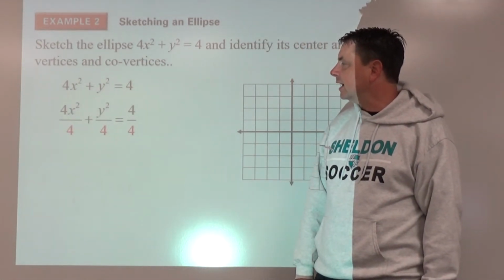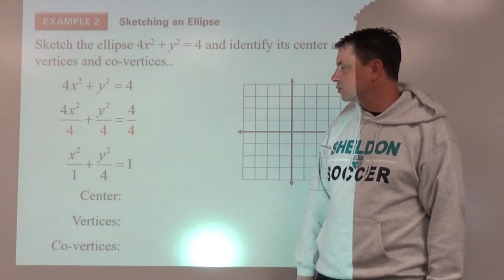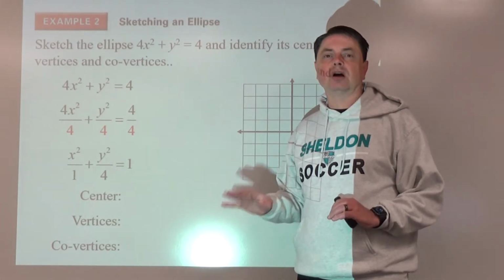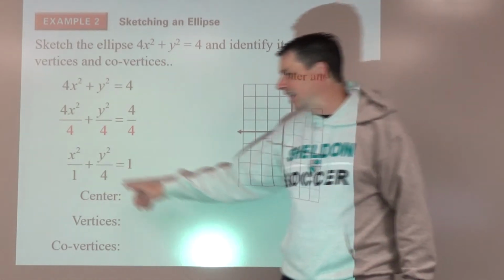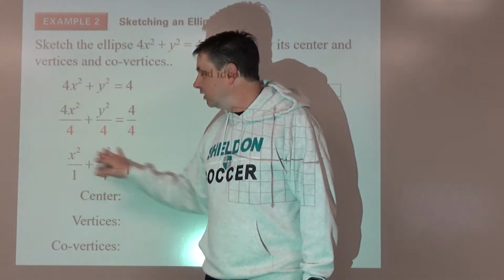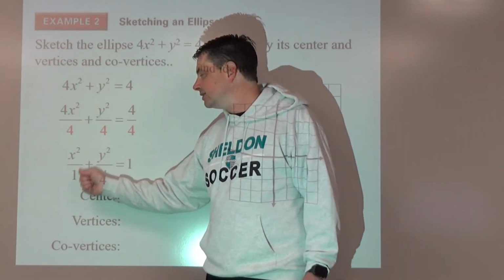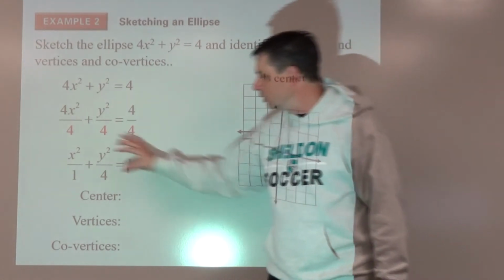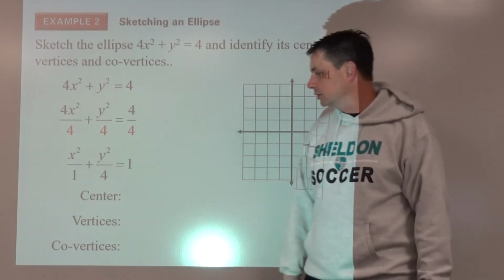So when we do that, we get x squared over 1 plus y squared over 4 equals 1. Now, if my goal was to write the equation of the ellipse in standard form, I would not write x squared over 1. I would simplify that. But if I'm just trying to get information from this, it might be helpful to have it in this form. Our center, well, there's no parentheses, so our center is the origin.